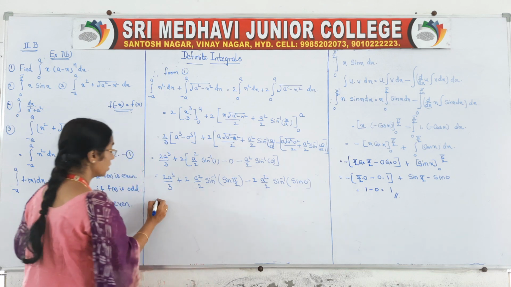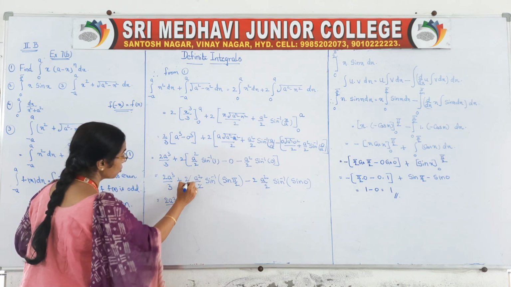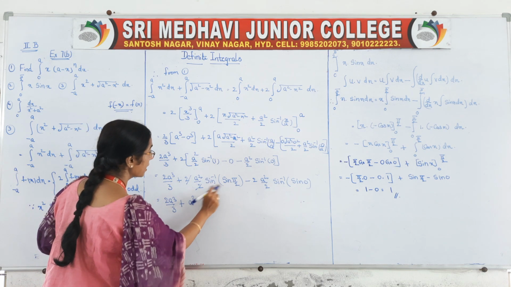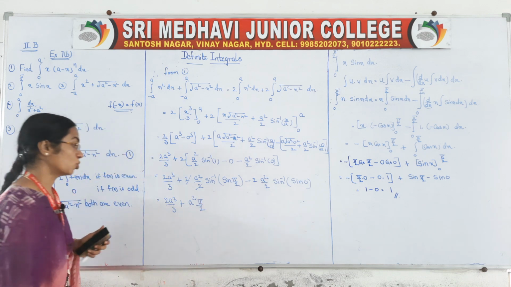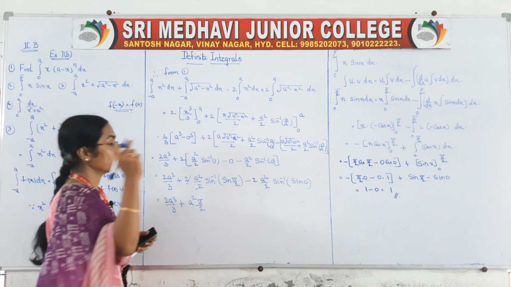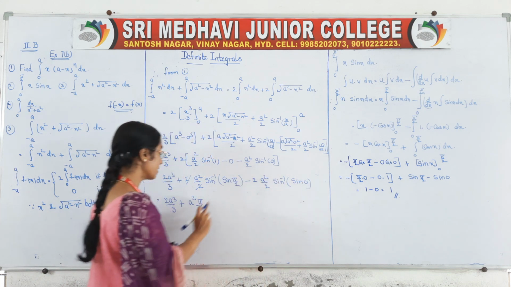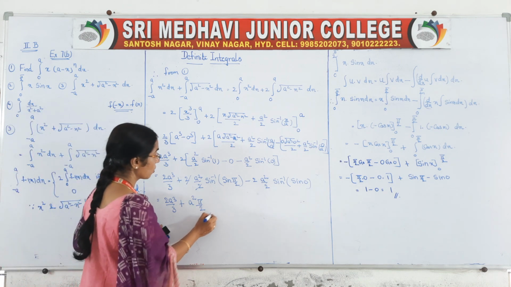So it is equal to 2a cube by 3, 2 cancel, it is a square, sine inverse sine also cancel, it is pi by 2. And this one, sine inverse sine cancel, 0, 0 into anything is 0. So that is the answer of your question.